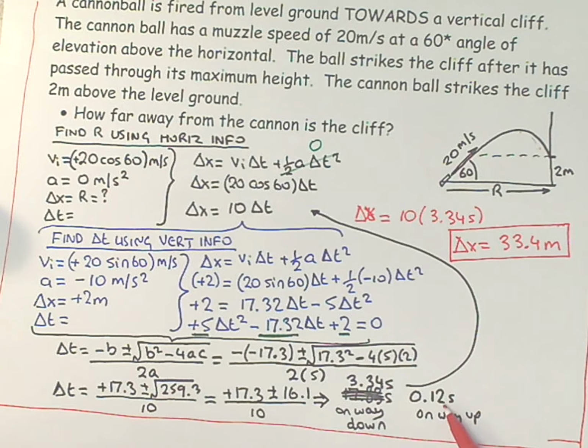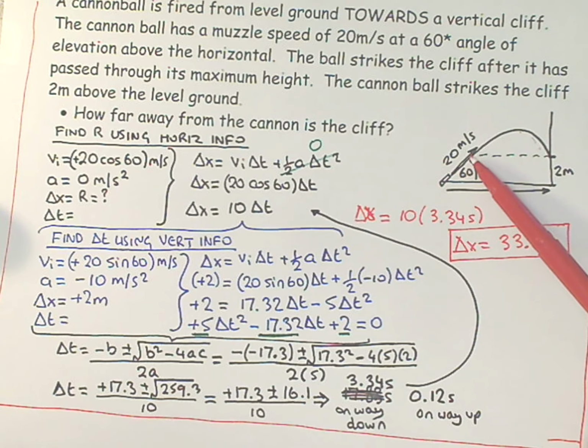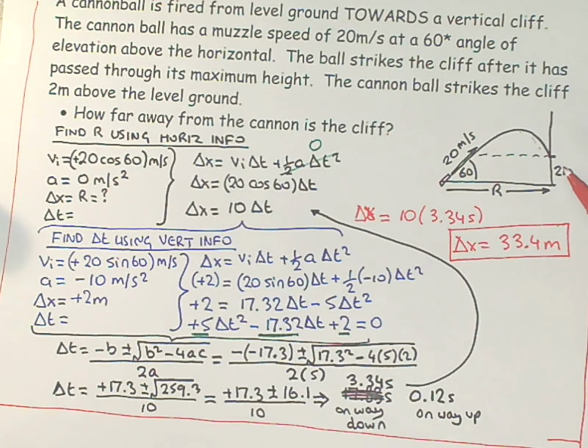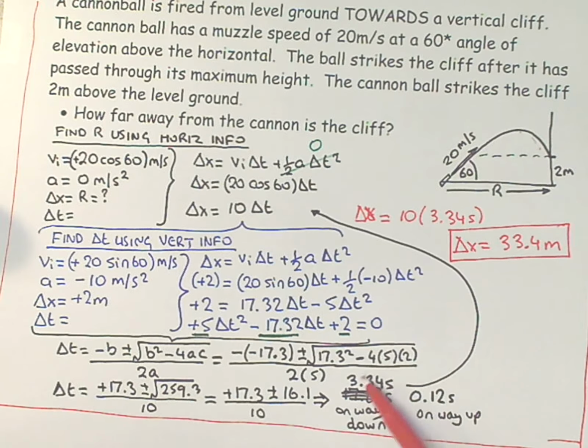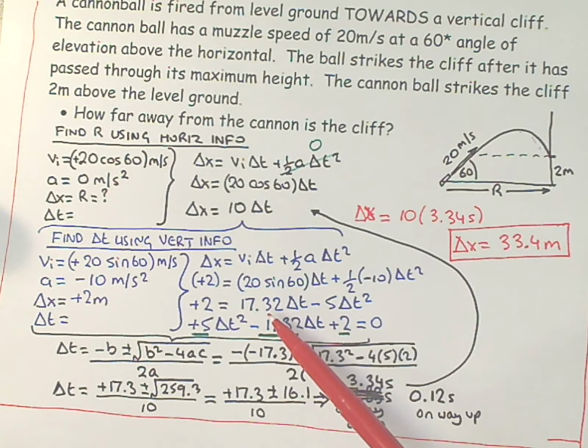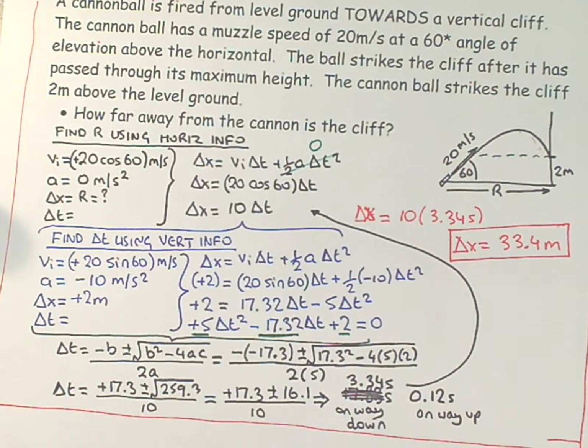One time, the shorter time, represented how long it took for the projectile to reach the 2 meter above the ground mark on the way up. And the second, the longer time, represented how long it took the projectile to reach the 2 meter above the ground mark on the way down. Having chosen the correct time, we substituted back into our horizontal information equation, and we just found our displacement R.